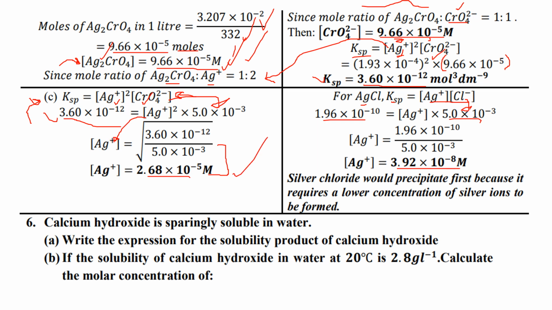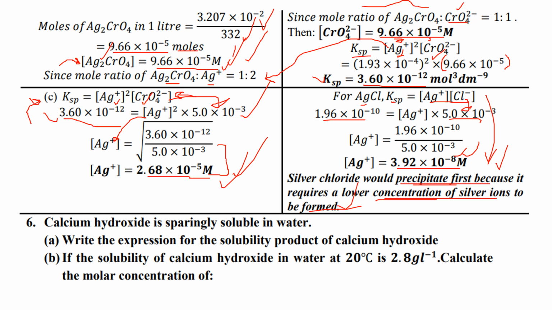Now we compare the two results, with the addition of chromate ions and then with the addition of chloride ions. And you're going to say that silver chloride would precipitate first because it requires a lower concentration of silver ions to be formed. The concentration when you added chloride ions is lower compared to this one. This is power -8, which is too low compared to power -5. So that means that silver chloride is going to precipitate first because it requires a lower concentration of silver ions to be formed. Now let's proceed with number 6.